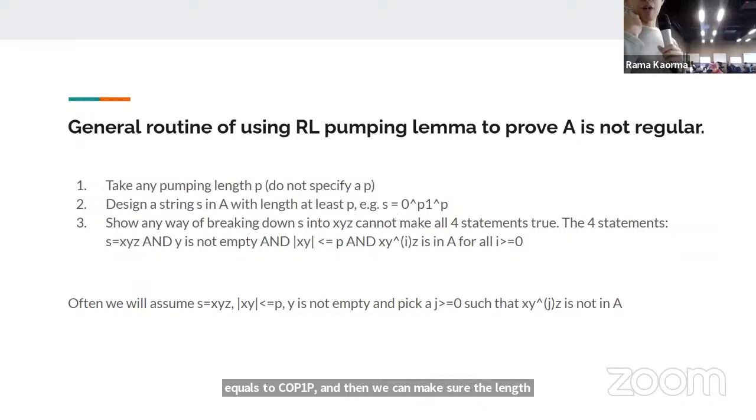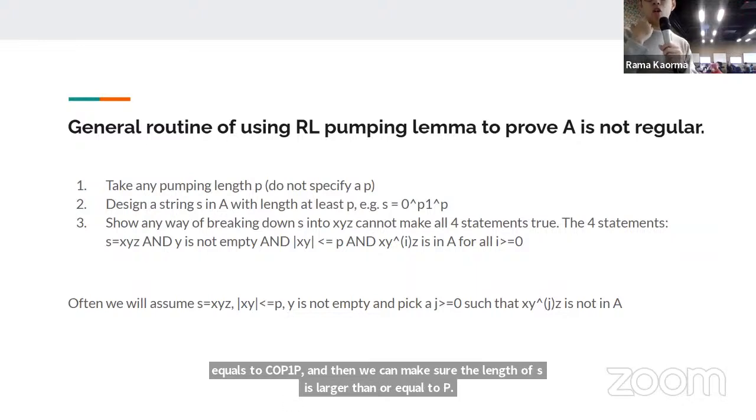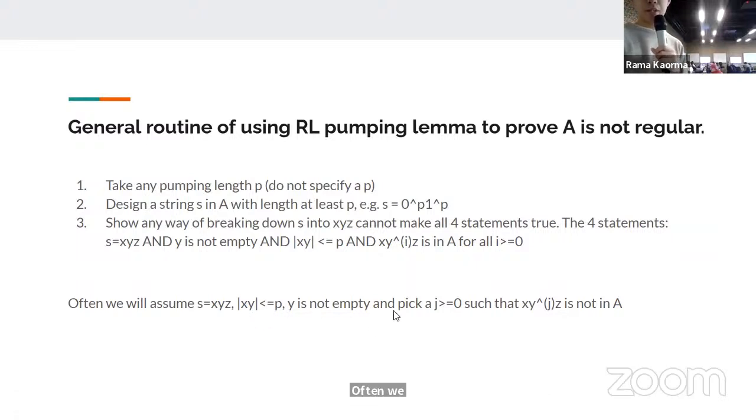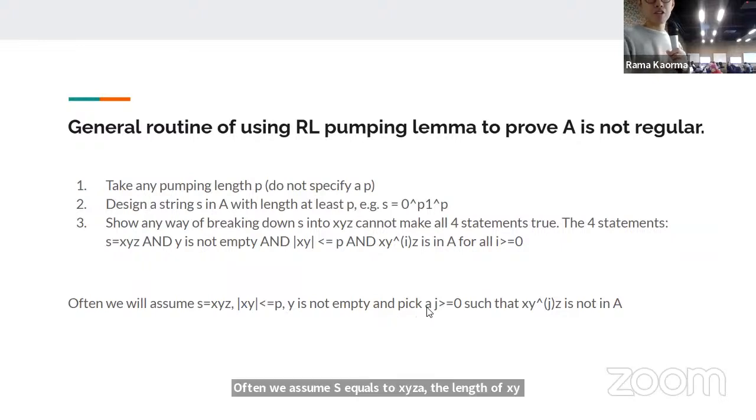Then we show that any way of breaking down s into x, y, z cannot make all statements true. The statements are: s equals xyz, y is not empty, the length of xy is less than or equal to p, and if we pump up or pump down y, the result should be in A as well. We assume s equals xyz, the length of xy is at most p, y is not empty, and we pick a j larger than or equal to 0.